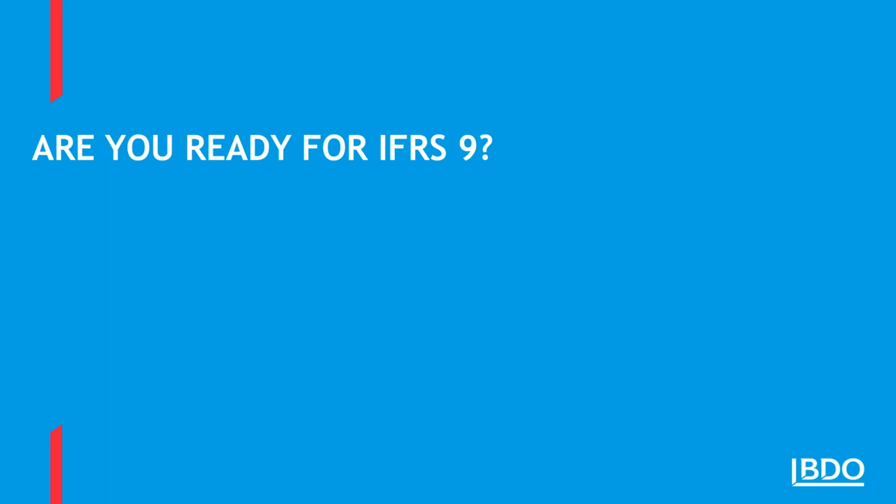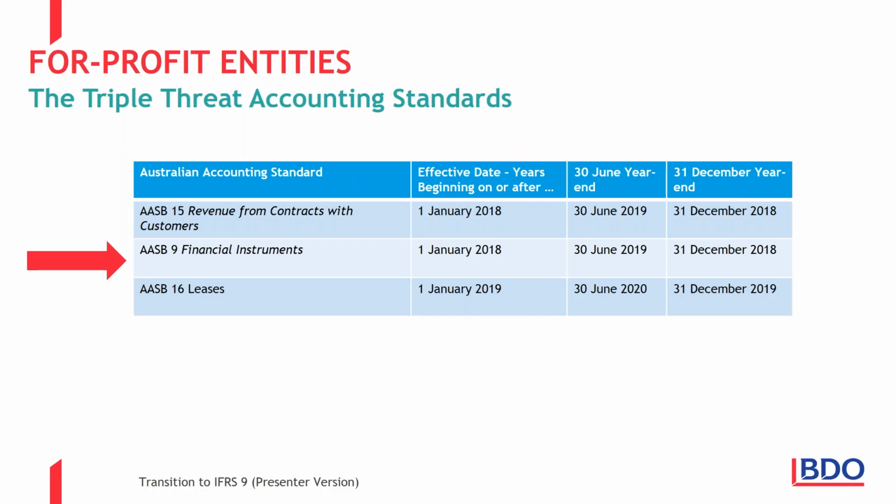So are you ready for IFRS 9? I thought I should remind you, if you're a for-profit entity, IFRS 9 is applicable for years beginning on or after 1 January 2018. Therefore, if you've got a 30 June year end, it's 30 June next year, the first set of financials where you have to adopt AASB 9. And if you've got a 31 December year end, it's 31 December this current year, 31 December 2018.